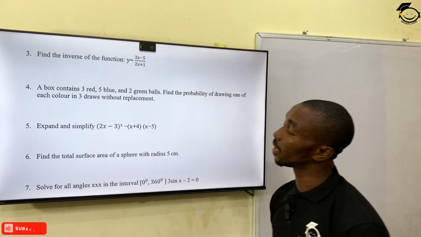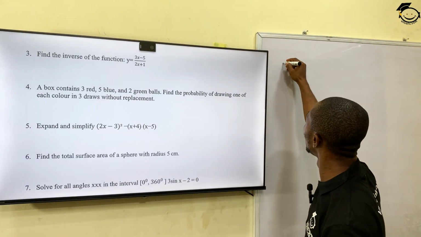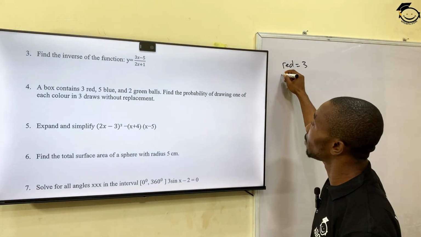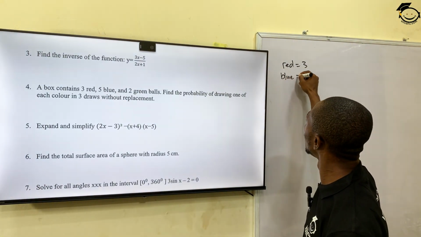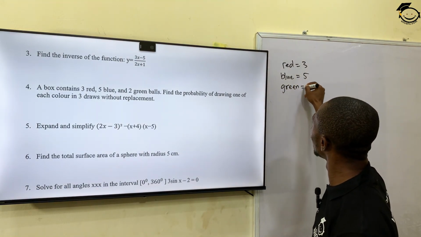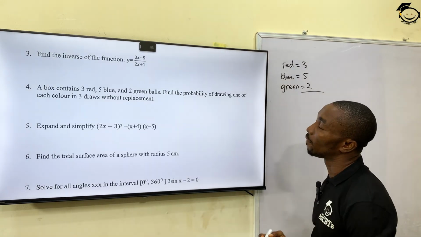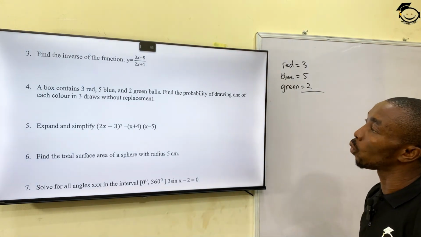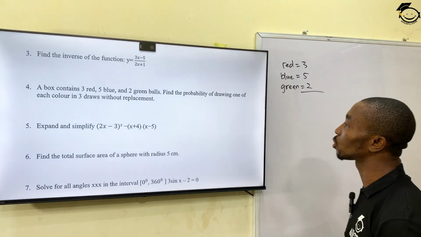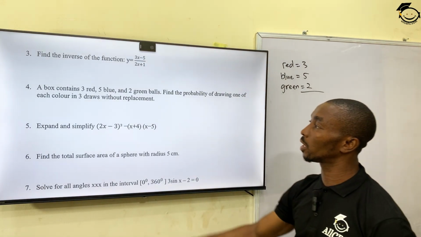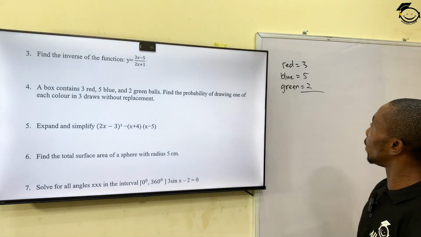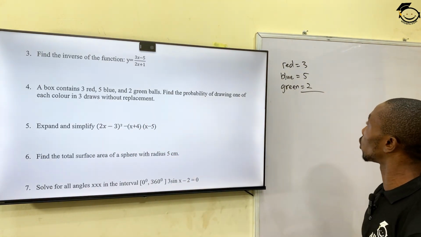A box contains 3 red balls, 5 blue balls, and 2 green balls. All right. Find the probability of drawing one of each color in 3 draws without replacement. Now, we need to take note of this statement, without replacement. That means when the ball is drawn out, it isn't returned back.